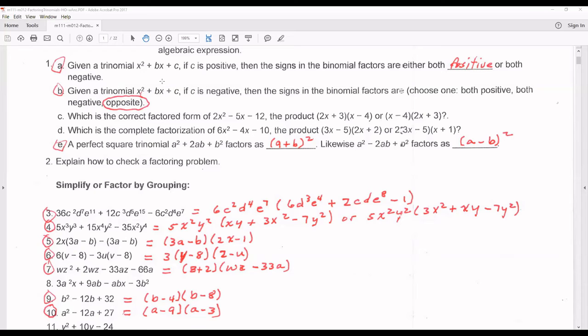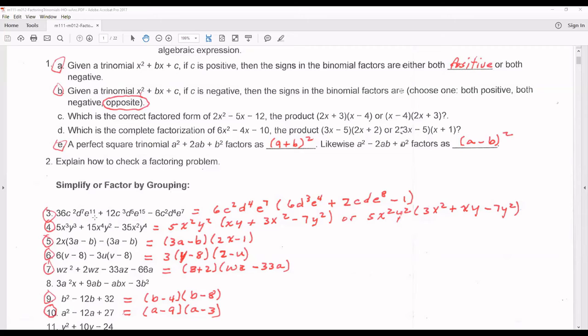Okay, here we go. Given this trinomial, if C is positive, then both are positive. Given a trinomial, if C is negative, then one is positive and one is negative, or they are opposite signs. Question E, in a perfect square trinomial, positive, positive, factors such as A plus B, quantity squared. Likewise, in this one where you have a negative here and a positive there, A minus B, quantity squared.